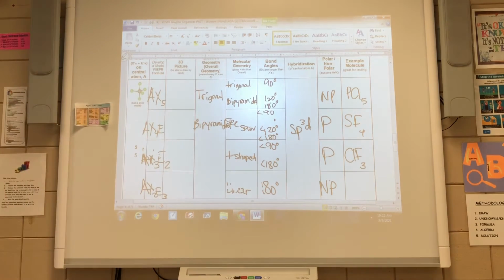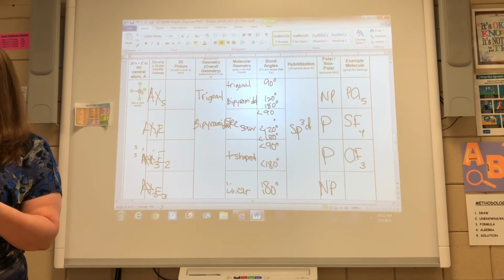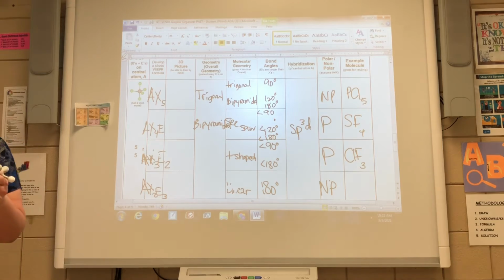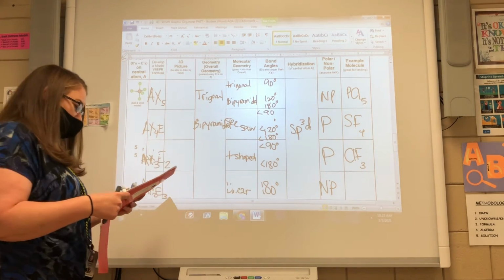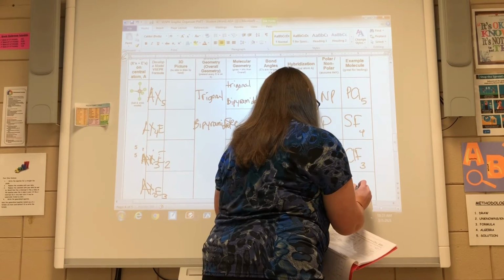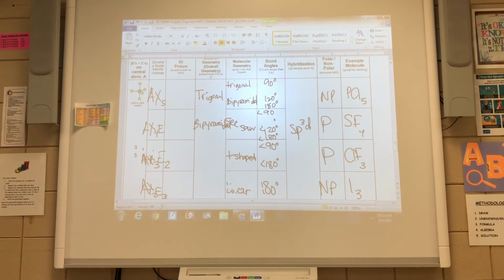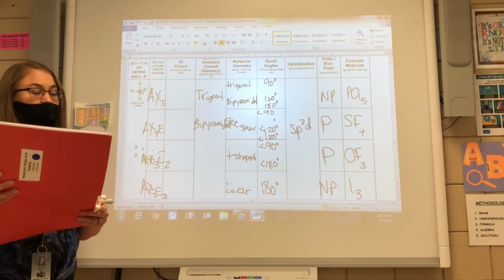An example of this, they did not list one. Oh, no, they did. We have I3 would be an example, or IF2 would be an example.